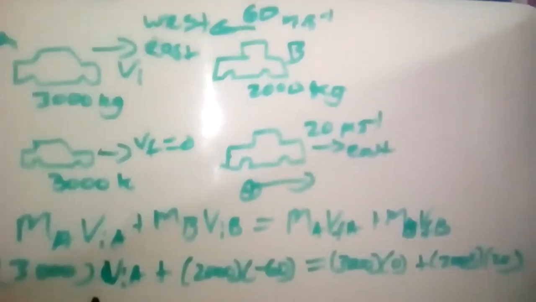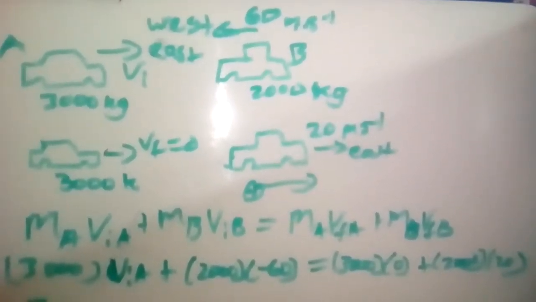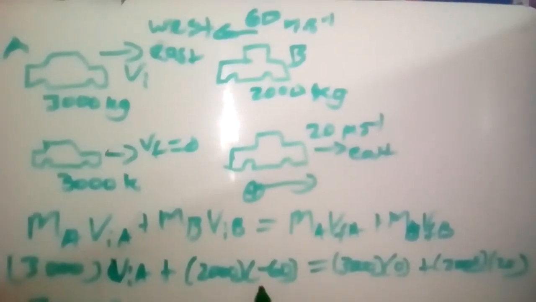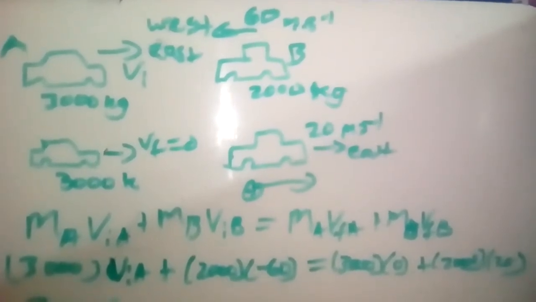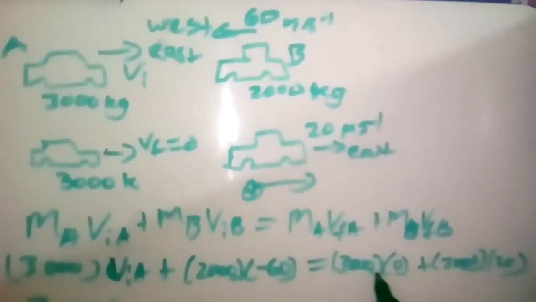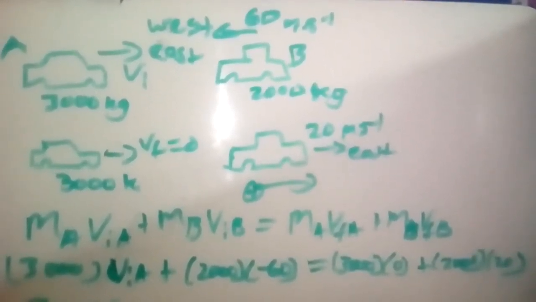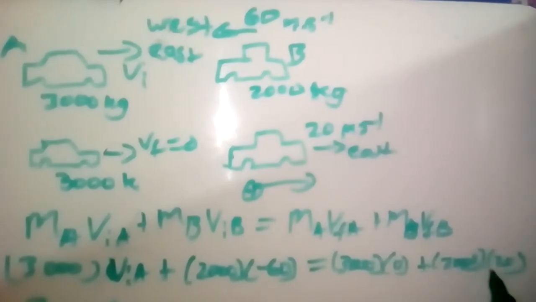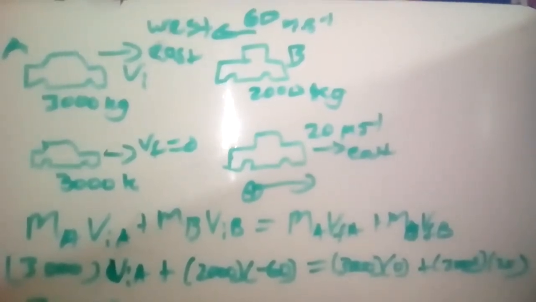And then from here, 3,000 times the initial velocity is just 3,000 vi, right, A. And then from here, when you multiply them, it's going to be minus 12,000. And then this times 0 just disappears. And then this is going to be 4,000 when you multiply them, right? Of course, you can use the calculators.